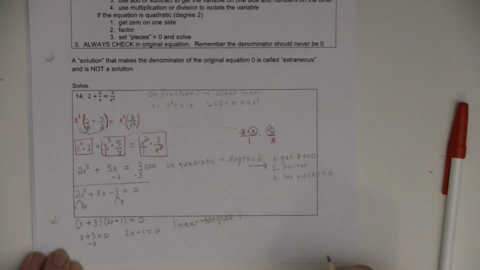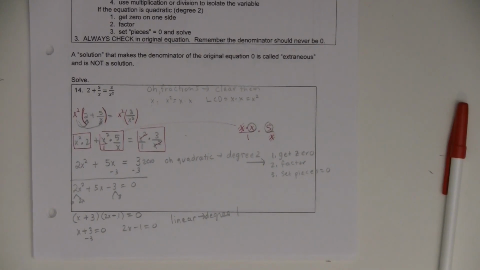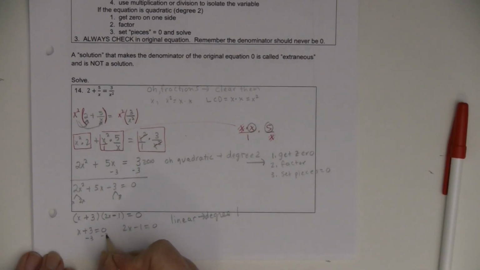Right? And what you do to solve something that's linear, degree 1, is you get them separated. That's the basic thing. Because I don't have any distributive property or any like terms to combine, I've got to get them separated. So this is degree 1. That's x to the first. That's x to the first, right? And so taking away 3, I get x equals negative 3.